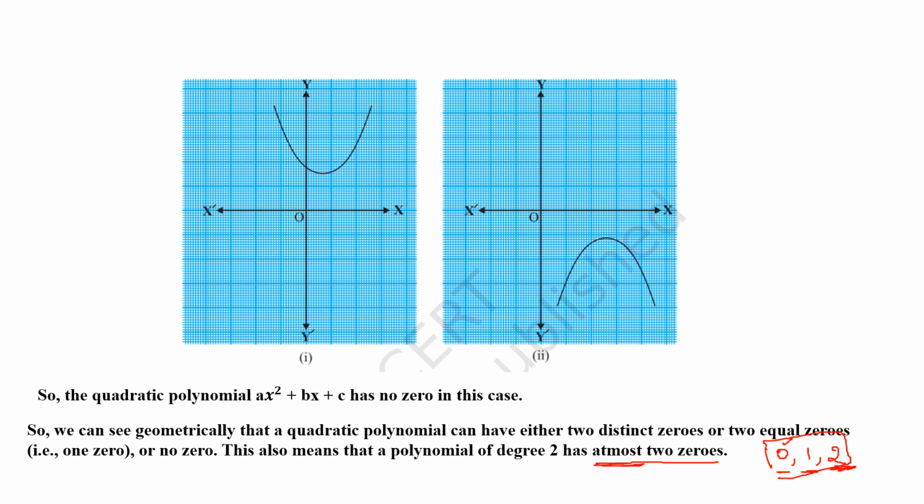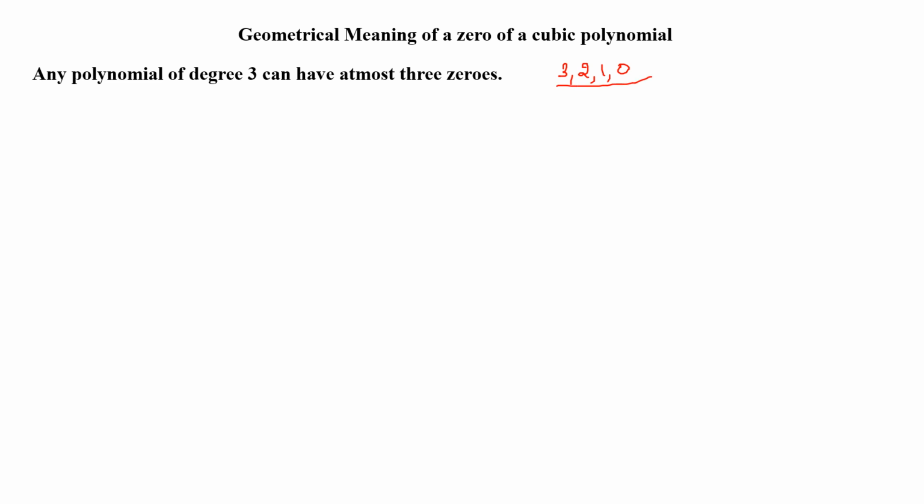I have explained the geometrical meaning of linear polynomial as well as quadratic polynomial. Now you can go through your textbook where they have given the graph for the cubic polynomial also. Now, the geometrical meaning of a zero of a cubic polynomial. Any polynomial of degree 3 can have at most 3 zeros. Like we have seen in a quadratic polynomial, it was having at most 2 zeros, right? Either 2, 1 or 0. Here at most 3 zeros means either it will be 3 or 2 or 1 or 0. These many possibilities are there for a cubic polynomial.